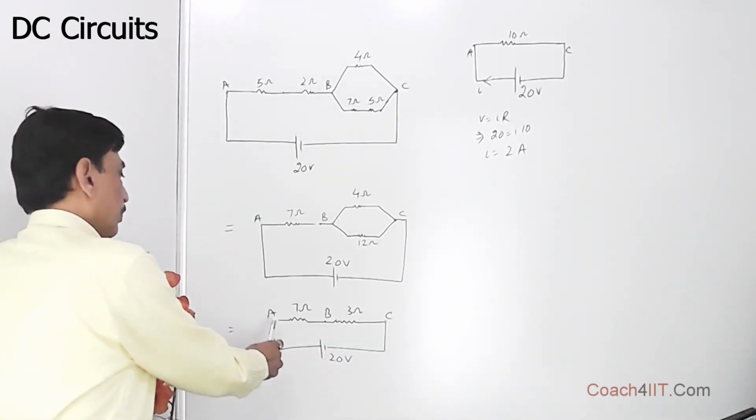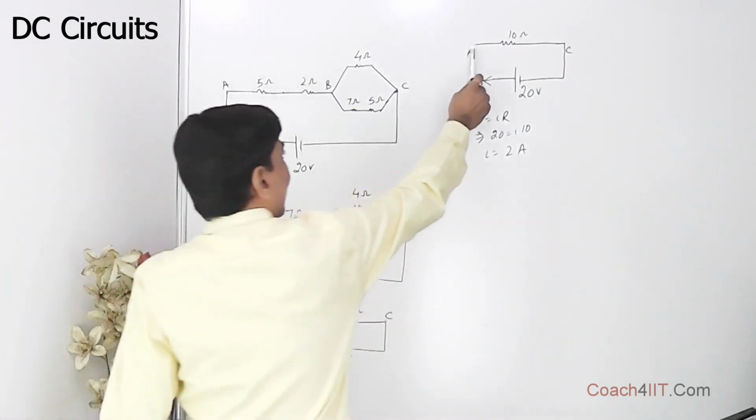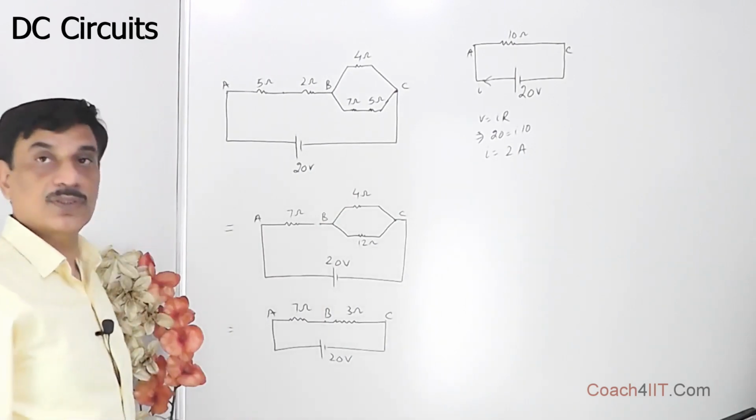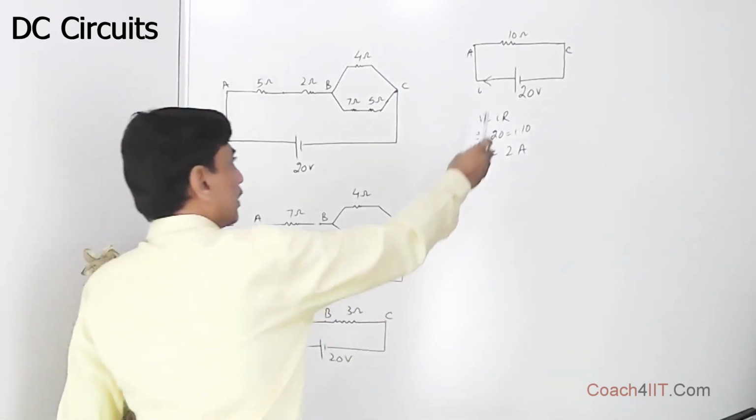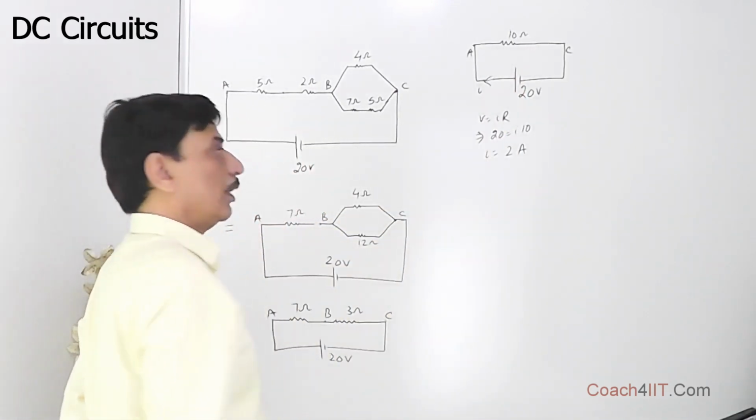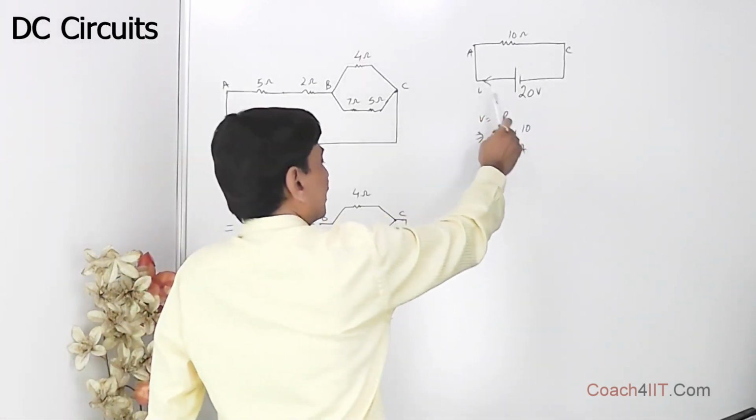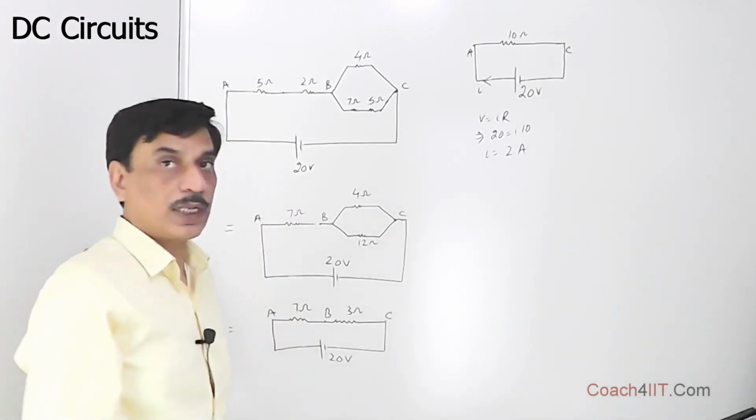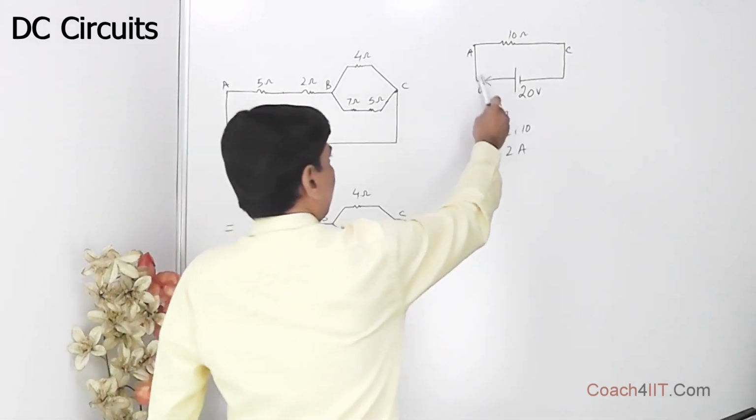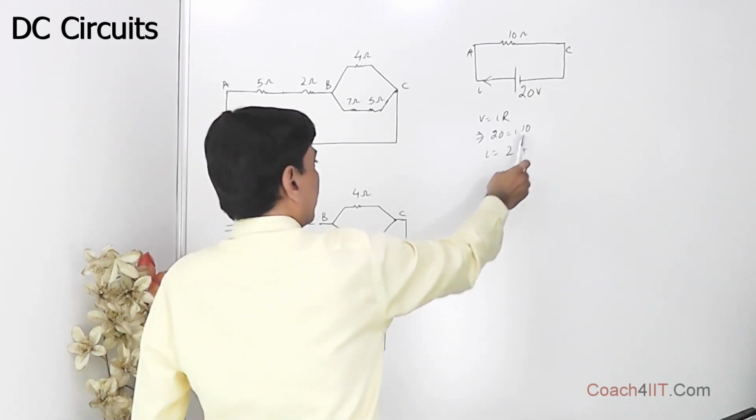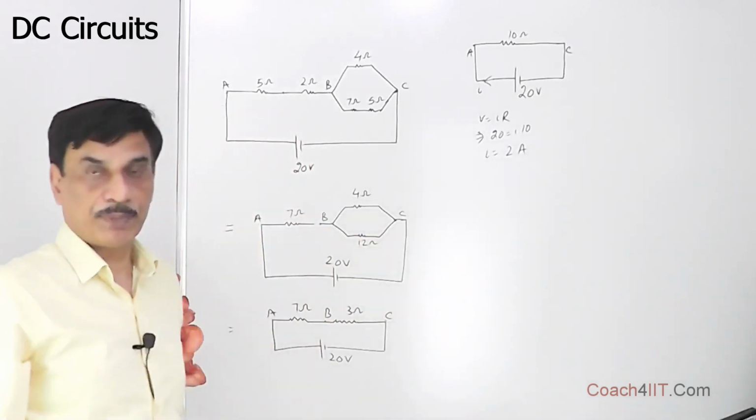Now when we look between A and C, these two resistors are in series, that is 7 plus 3, which equals 10. So 10 ohm is the equivalent resistance of the circuit. This is a 20 volt battery, which gives a potential difference of 20 volt. Here the current we can find using Ohm's law, V is equal to IR: potential difference is 20 volt, I into 10, so I comes out to be 2 ampere.